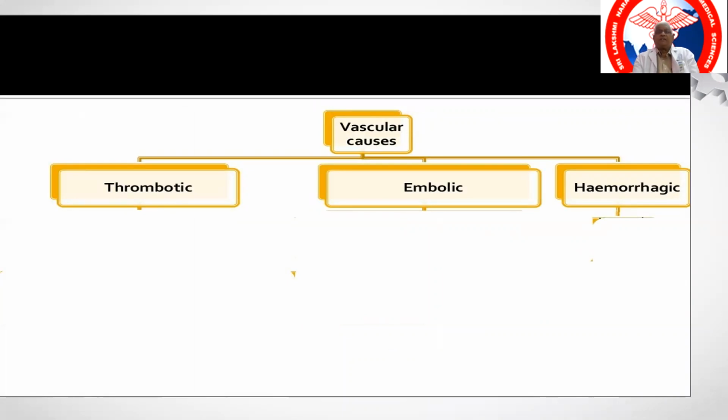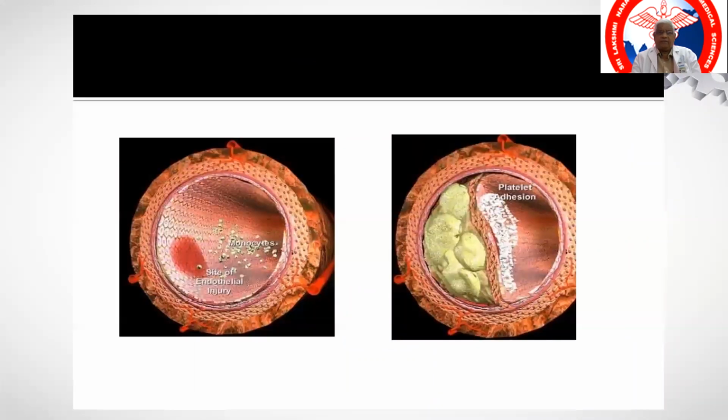The causes, the etiology, are many. First we talk about the vascular causes: thrombotic, embolic, hemorrhagic. Monocytes gather at the site of endothelial injury. The endothelial injury acts as a nidus for infection and aggregation of platelets, causing platelet adhesion and obstruction of the arterial lumen, which causes the embolic stroke.